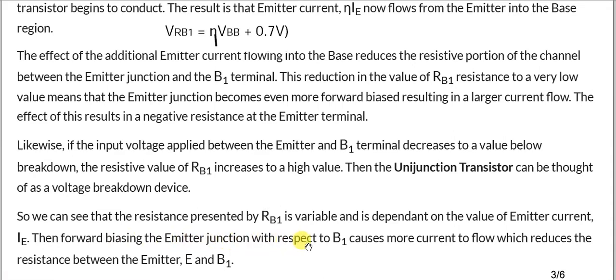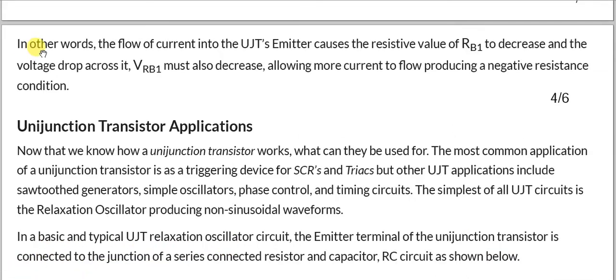Then forward biasing the emitter junction with respect to B1 causes more current to flow, which reduces the resistance between the emitter E and B1. In other words, the flow of current into the UJT's emitter causes the resistive value of RB1 to decrease, and the voltage drop across it must also decrease, allowing more current to flow, producing a negative resistance condition. Let's see the voltage versus current plot.